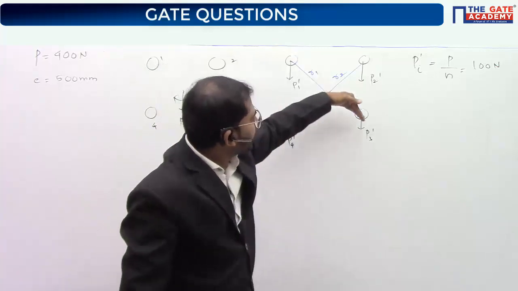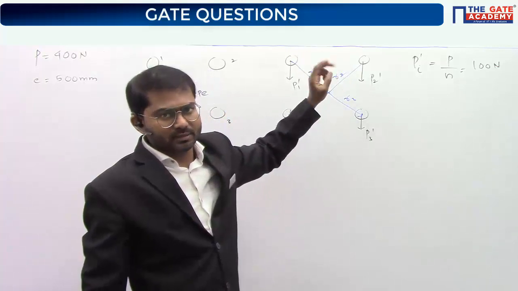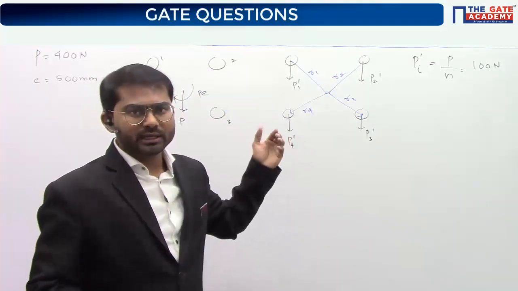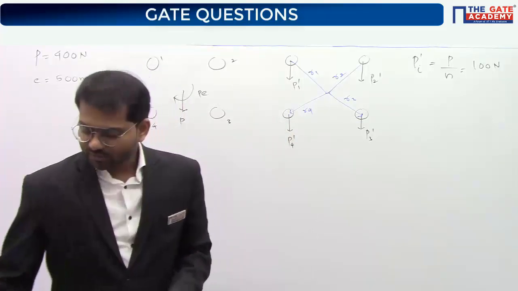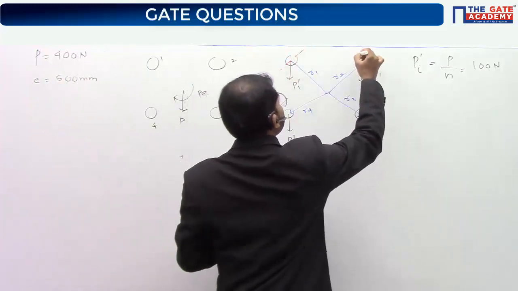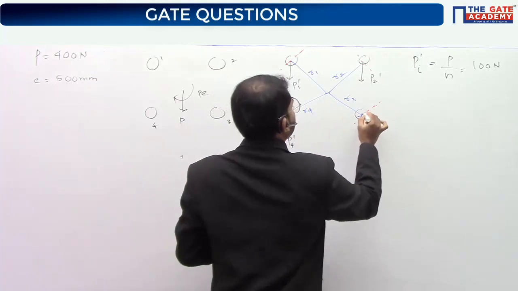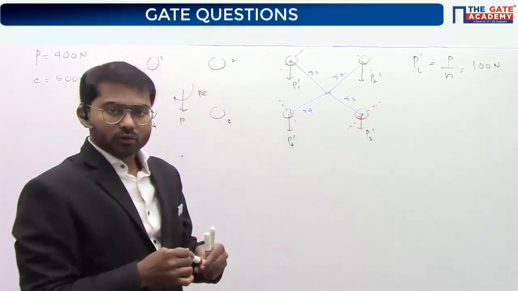Otherwise, this R1, R3 will be collinear lines. In the same way, R2, R4 will also be collinear lines. And you can understand from the geometry that R1, R2, R3, R4 are all equal in magnitude. Okay? Understood? Now, you know that whatever secondary load comes, that will be perpendicular to this particular R1, R2, R3, R4.